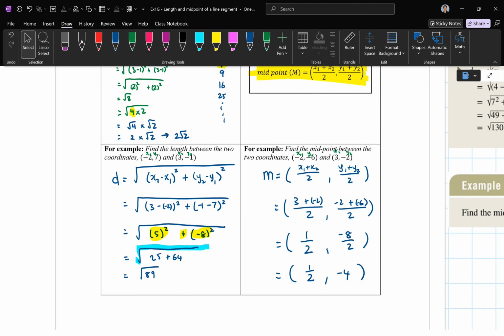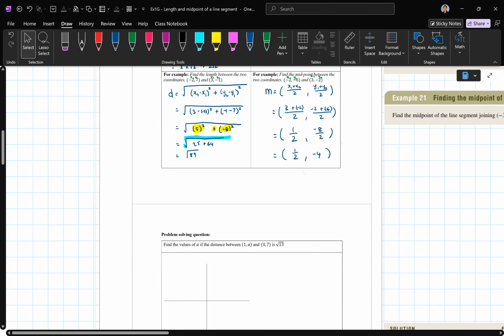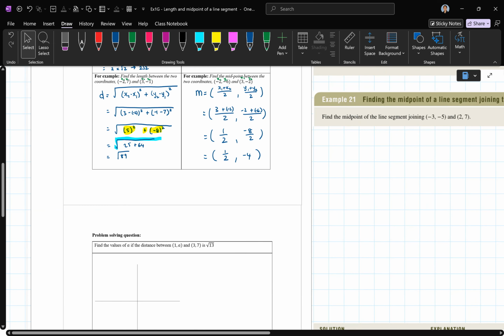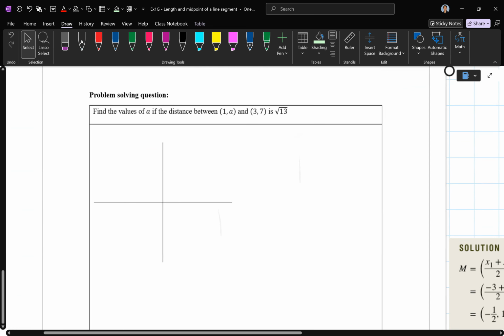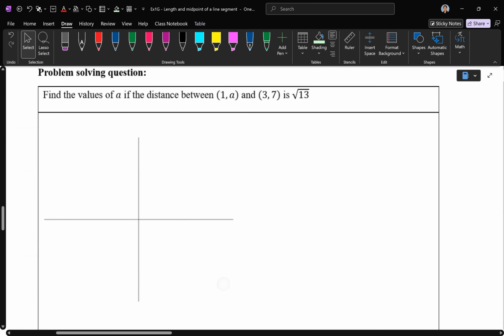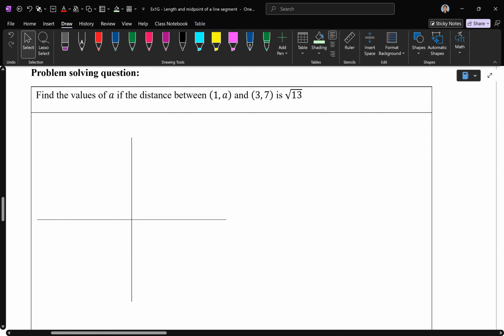What if we work backwards? Okay, so I'm going to go to the next page, if you're ready. Have a look at the next one, and I want you to think for a moment before you copy my solutions here. This is problem solving. Now I'm getting you to think.